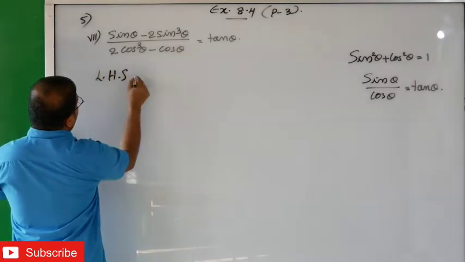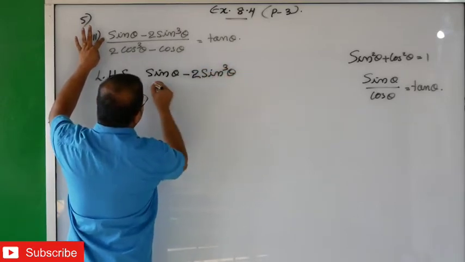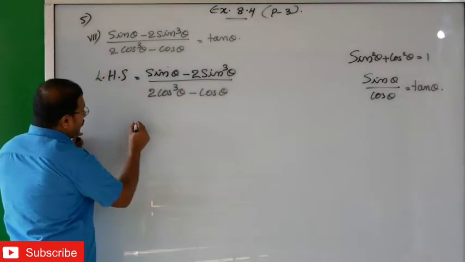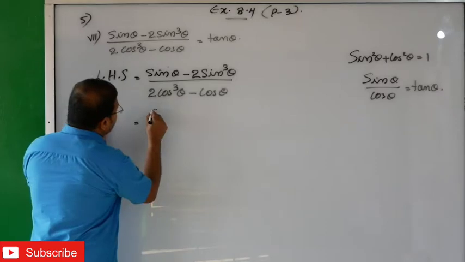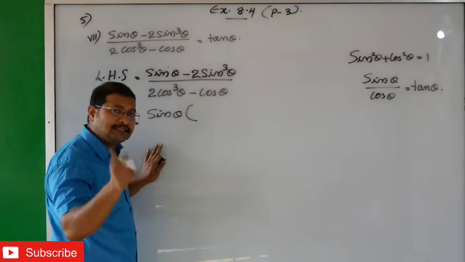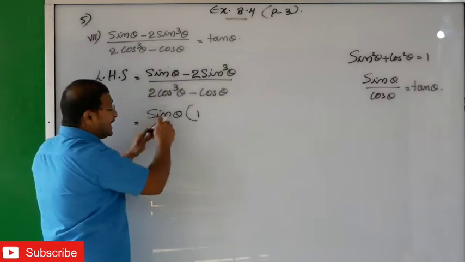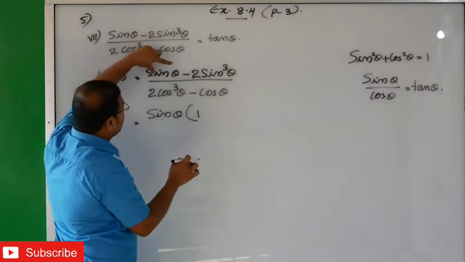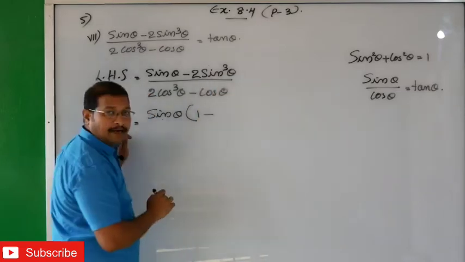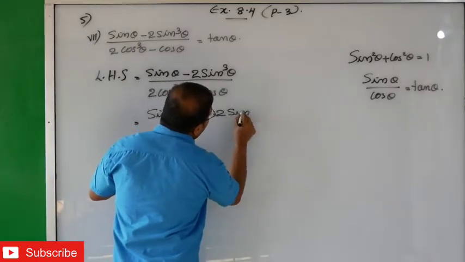LHS, left hand side, equals sin theta minus 2 sin cube theta divided by 2 cos cube theta minus cos theta. From the numerator we'll take sin theta common. If you take sin outside, the balance in the first term will be 1, because 1 into sin is sin. Then minus 2 into sin cube theta. Sin cube means 3 times, so if you take 1 sin outside, the balance is 2 sin square theta.